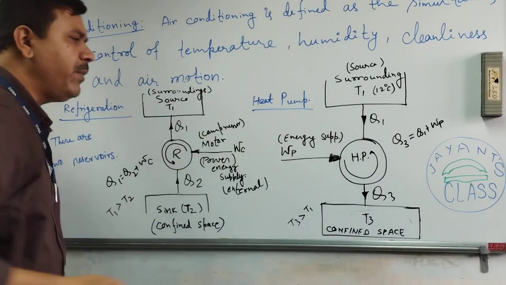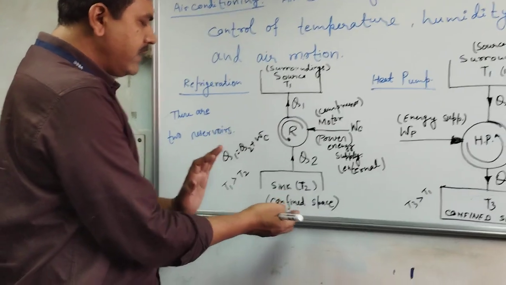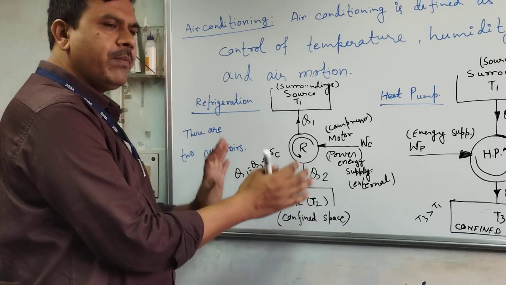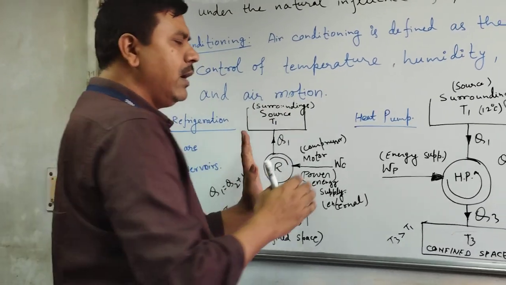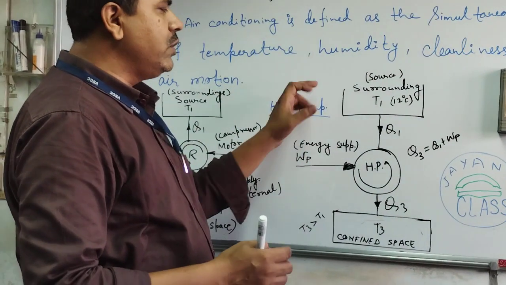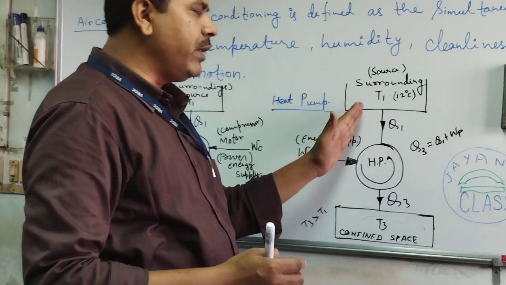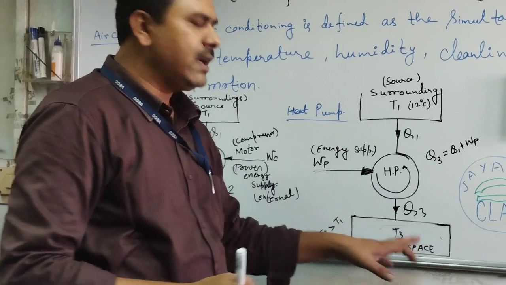What is the main difference between those? The refrigerator works to receive heat from the confined space, whose temperature is lower than the surrounding space. But in contrast, the heat pump is used to receive heat from the surrounding, and it delivers the heat to the confined space, like a room.